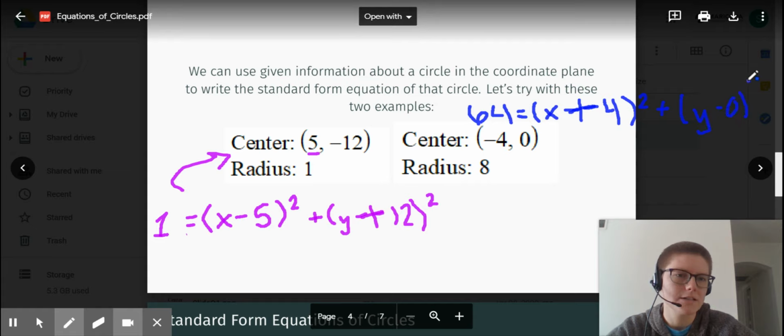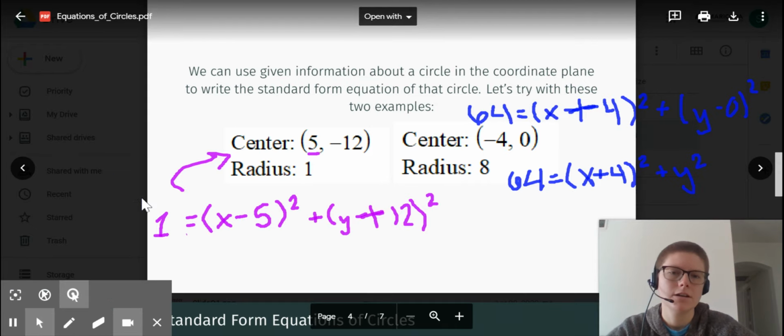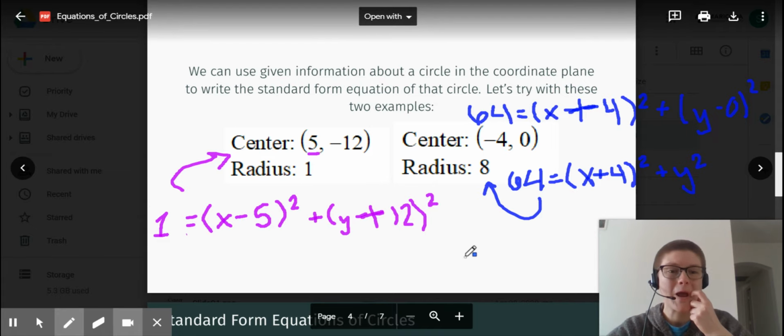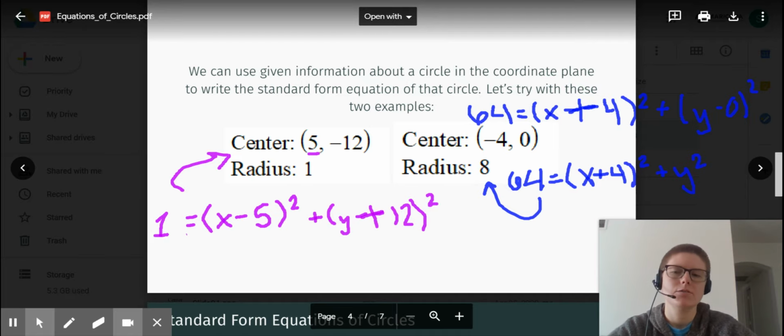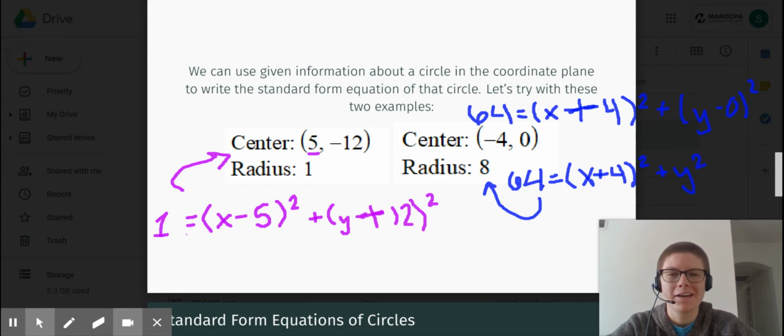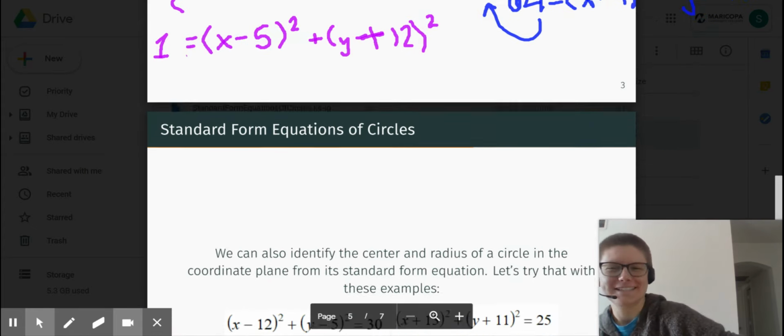Y minus 0 is obviously just y. So let's rewrite this whole one. 64 equals x plus 4 squared plus y squared. And that's it. Those are our equations for these two circles that have been described. That's all you're going to do when you get problems like that, just make the equation match the information you're given. All right, let's go to the next slide now.